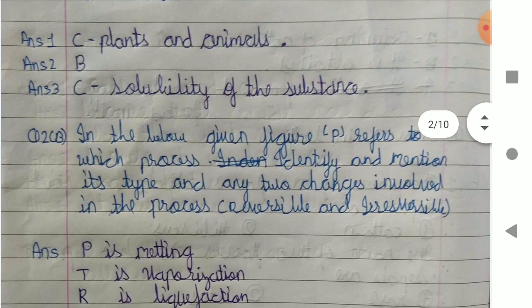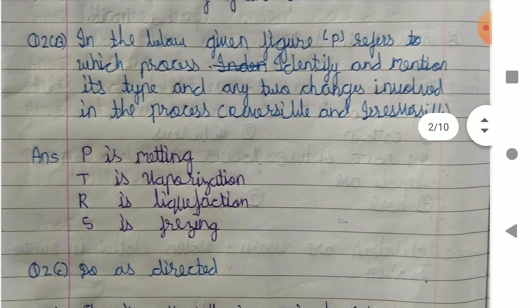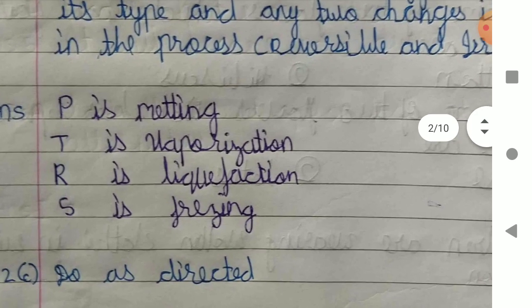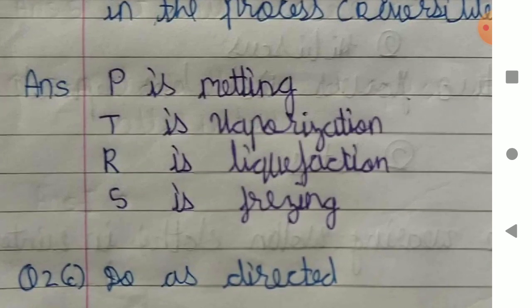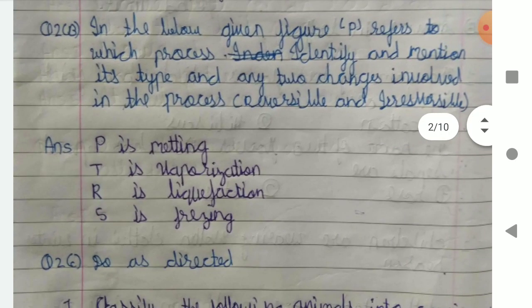In the given figure, P refers to which process? Identify and mention. P is melting, T is vaporization, and R is liquefaction, and S is freezing.